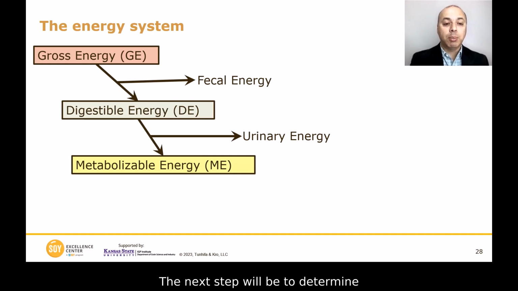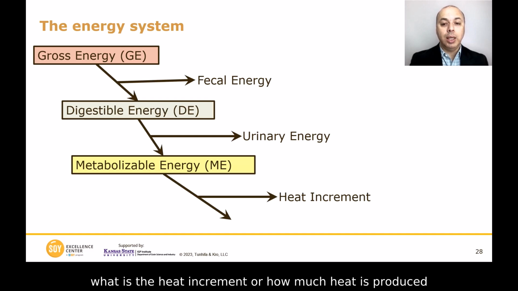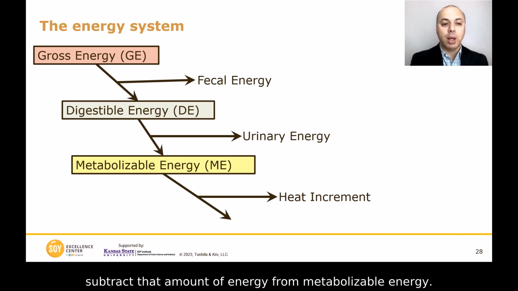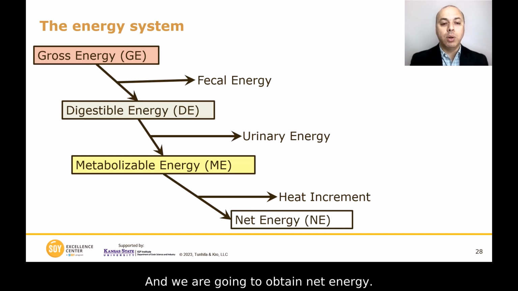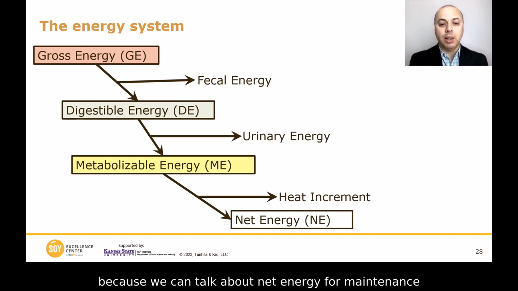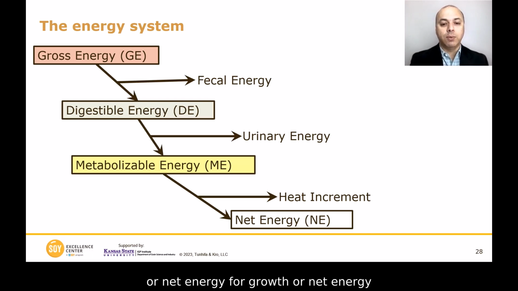The next step will be to determine the heat increment, or how much heat is produced by a pig when it is metabolizing or using a particular ingredient. We quantify that amount of heat and subtract that amount of energy from metabolizable energy, and we obtain net energy. And we can do a further partitioning of net energy, because we can talk about net energy for maintenance, or net energy for growth, or net energy for lactation, or other purposes.